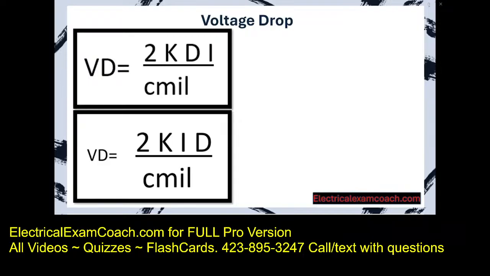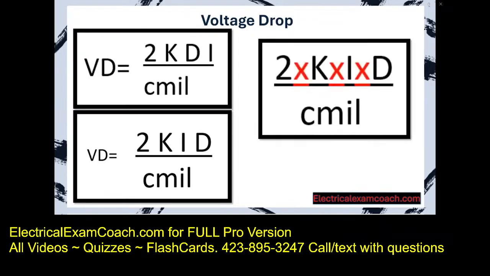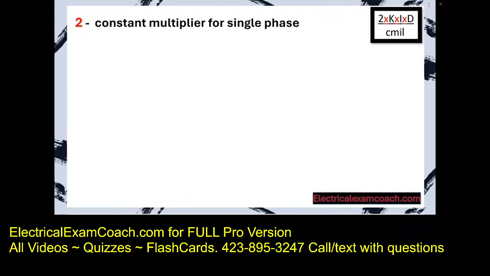And what this is, just like previously in the program, is implied multiplication. So it's going to be 2 multiplied by K, multiplied by I, multiplied by D, divided by C mils. Now let's learn what each one of these individual pieces mean. 2 is going to be our constant multiplier for single phase. If we're doing 3-phase, we're going to use 1.732 as our multiplier.